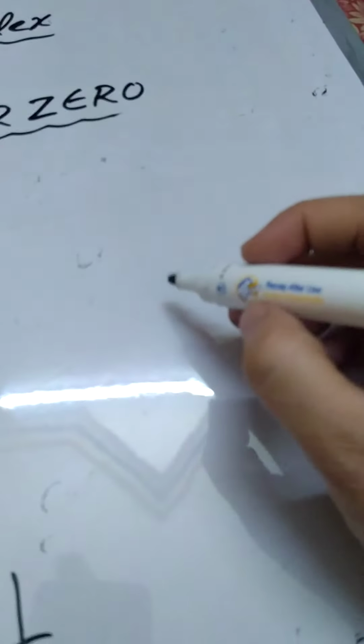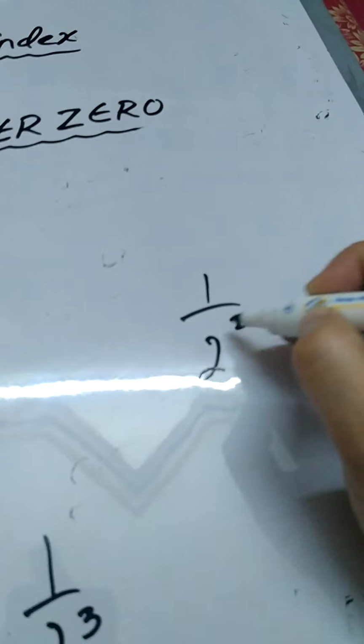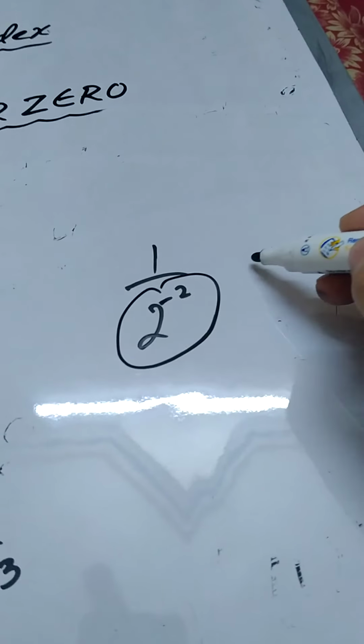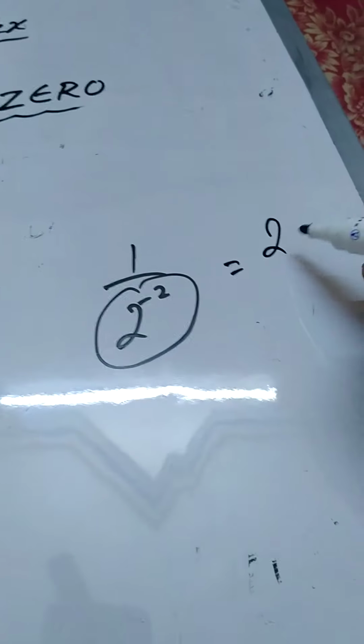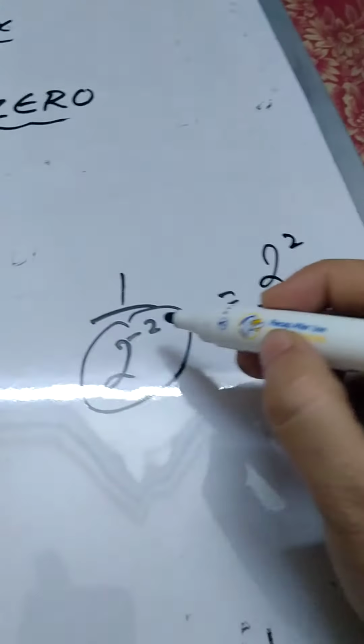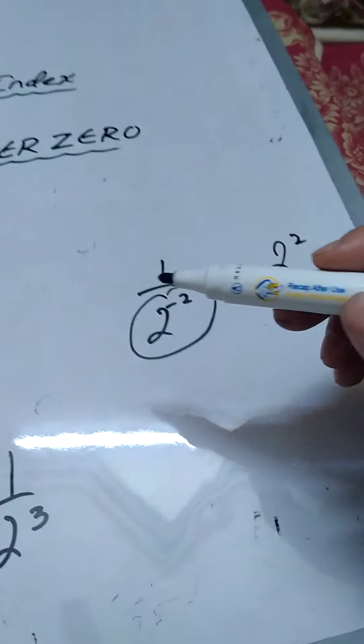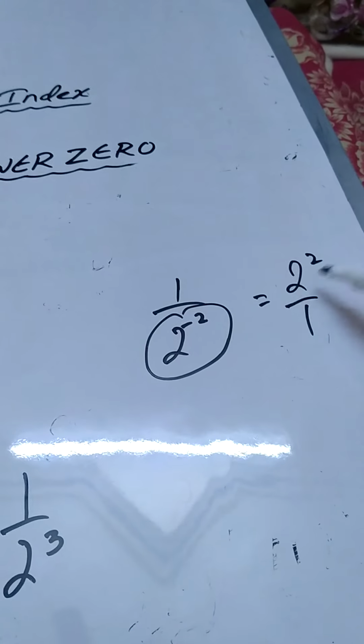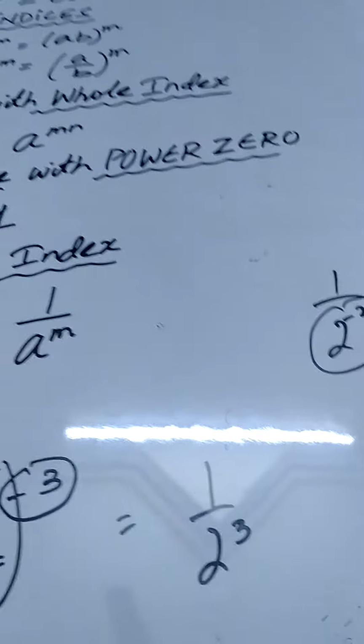For example, if I say 1 upon 2 power minus 2, if I want to make it positive, we will reciprocal the base, so it becomes 2 upon 1, and this negative power becomes a positive power. So whenever we are shifting the power from numerator to denominator, or denominator to numerator, the sign of the power will be changed. So these are a few laws of indices.